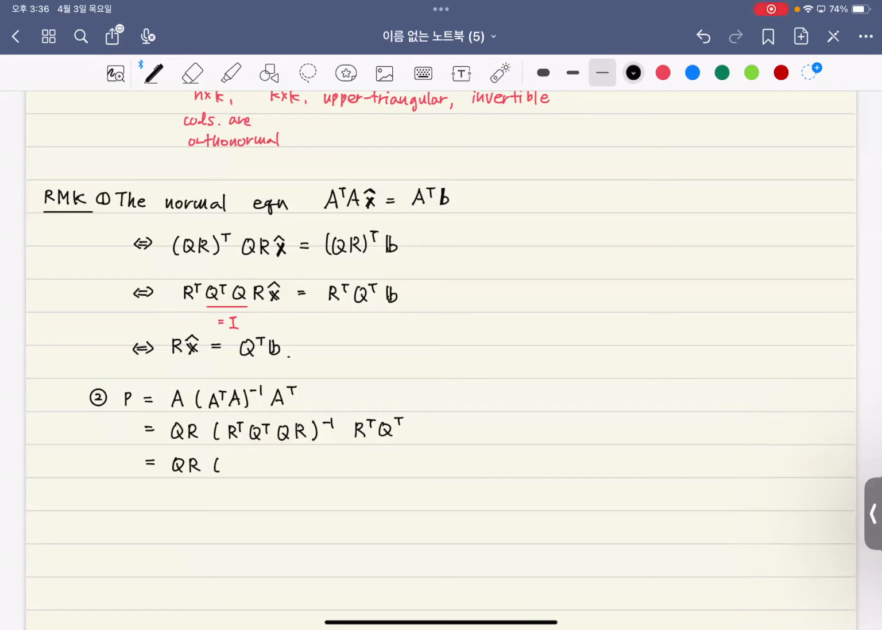And the transpose and inverse are commutative. So I will simply say this is R inverse times R transpose inverse, which I will write as R to the negative T. And then R transpose, Q transpose, and these are inverses to each other. So this is just Q, Q transpose. Done. So the projection matrix is also easy.